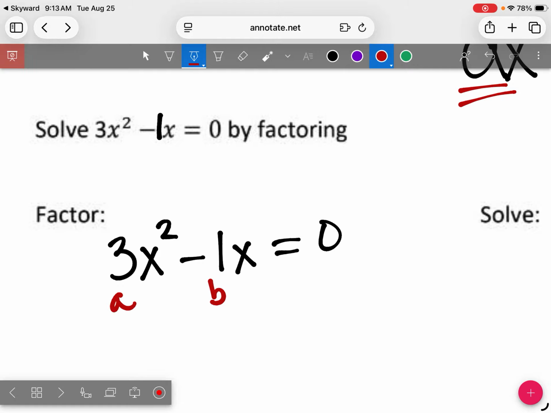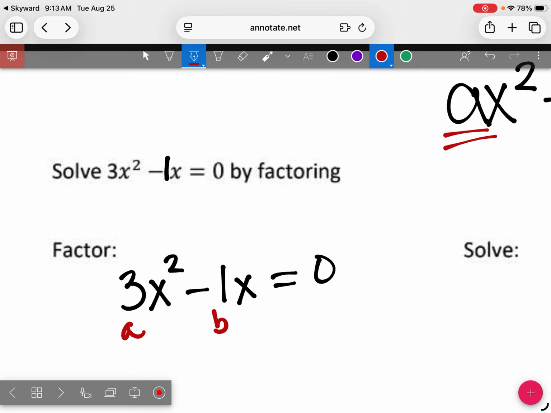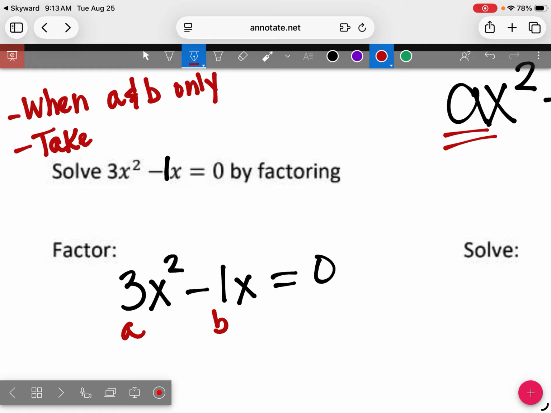What I want you to write in your notes is that when there's an A and B only, all you can do is take out the GCF. We don't need to make a box. We don't need to find numbers that multiply and add to. That's all we can do. That's why it's important that you recognize that that's B and not C.